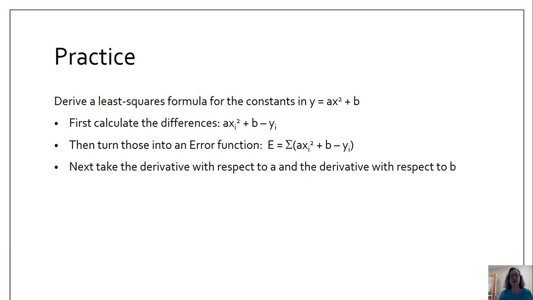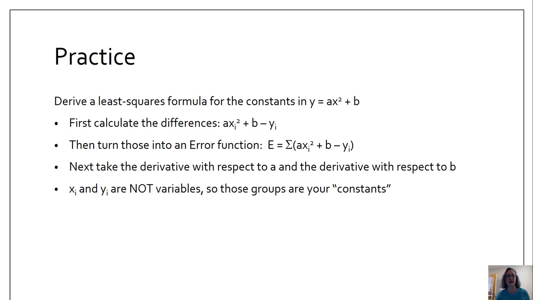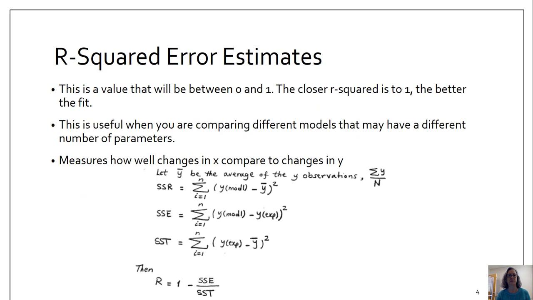And then you're going to take the derivative with respect to your variables. Your variables are a and b. X's and y's are constants in this. Okay? So all of the groups that you end up with when you do the simplification of the algebra are going to be your constants. And then solve the system of equations for a and b, and you then have your formulas that you could plug values of x and y into. Okay?